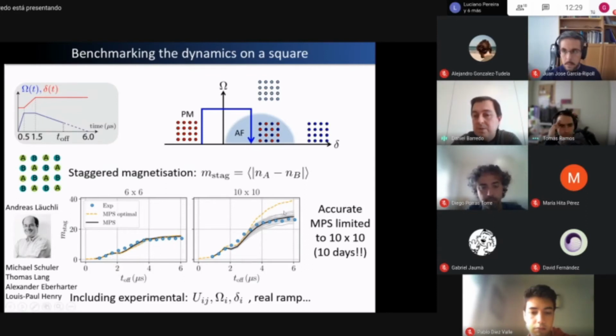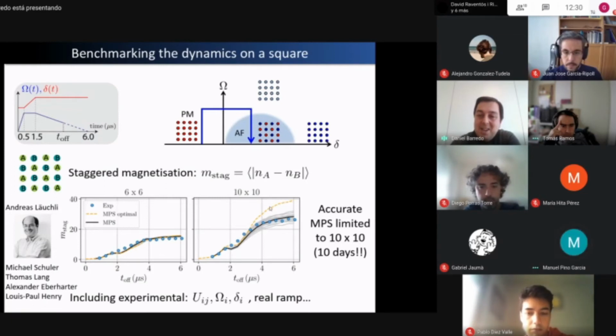The same is true for the case of the 10 by 10, as you see here, between the blue points and also the black line. This curve also tells us that our experiment is performing well, but it's not perfect, because otherwise, if it was perfect, what we should observe is the yellow line that you see here. So this is quite encouraging. Okay.